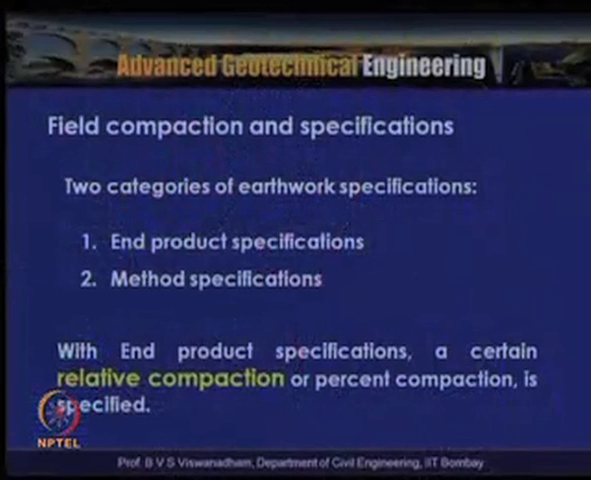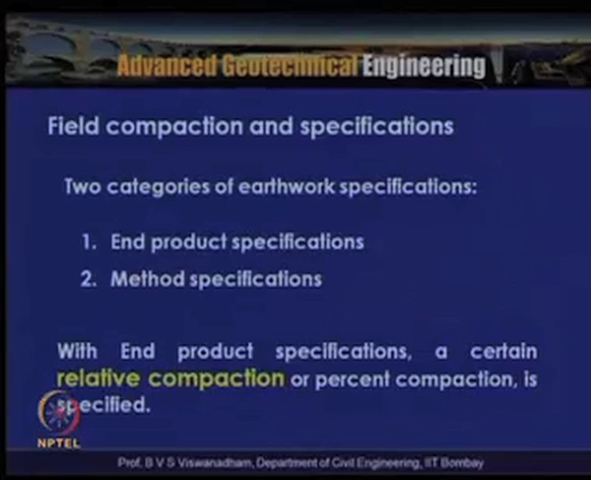So, when it comes to field compaction and specifications, we actually have two categories of earthwork specifications. One is end product specification and the other is method specification. We will discuss the end product specifications, in which a certain relative compaction or percent compaction is specified. Here, if you have a coarse grained soil, then we ensure the relative density of that particular soil.